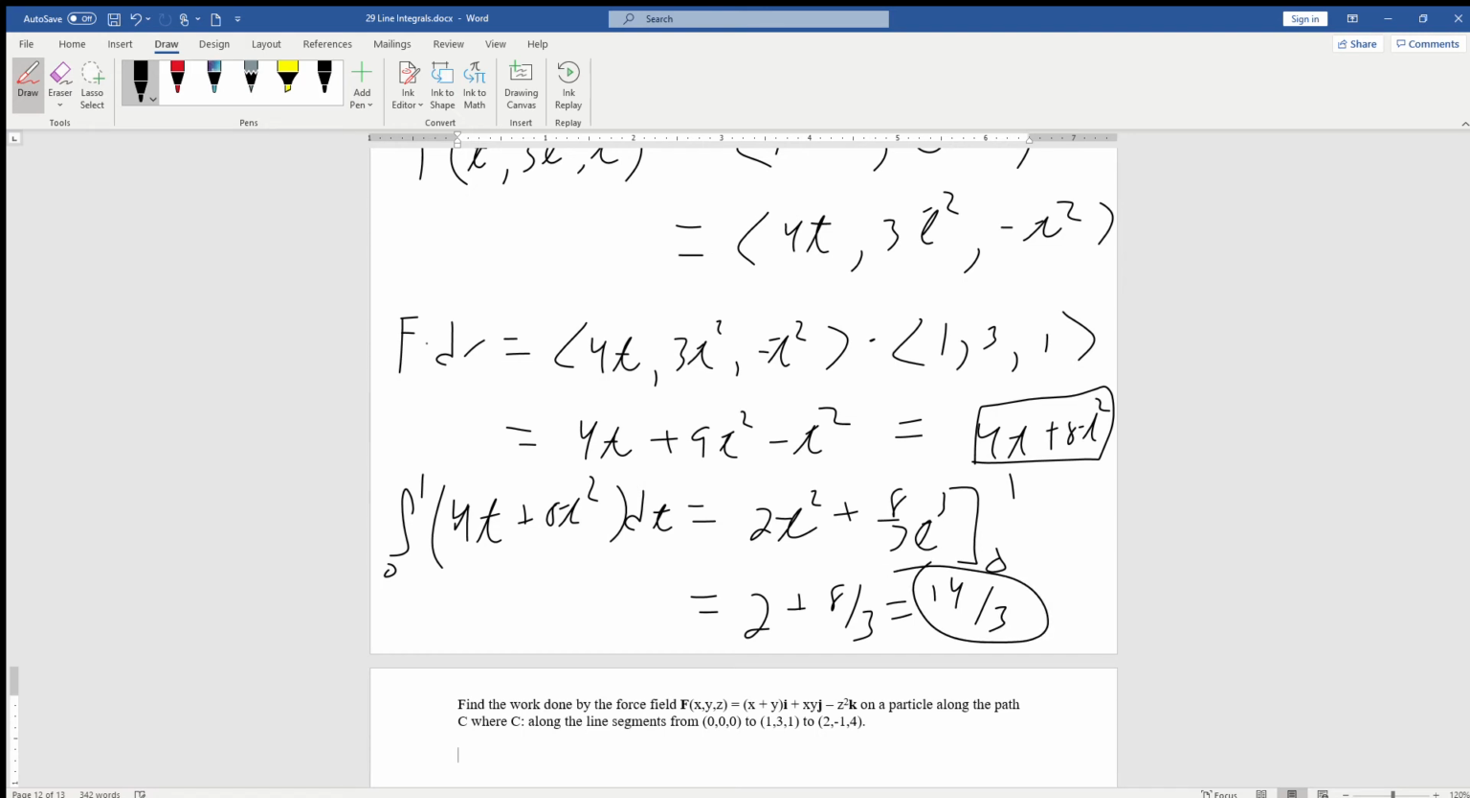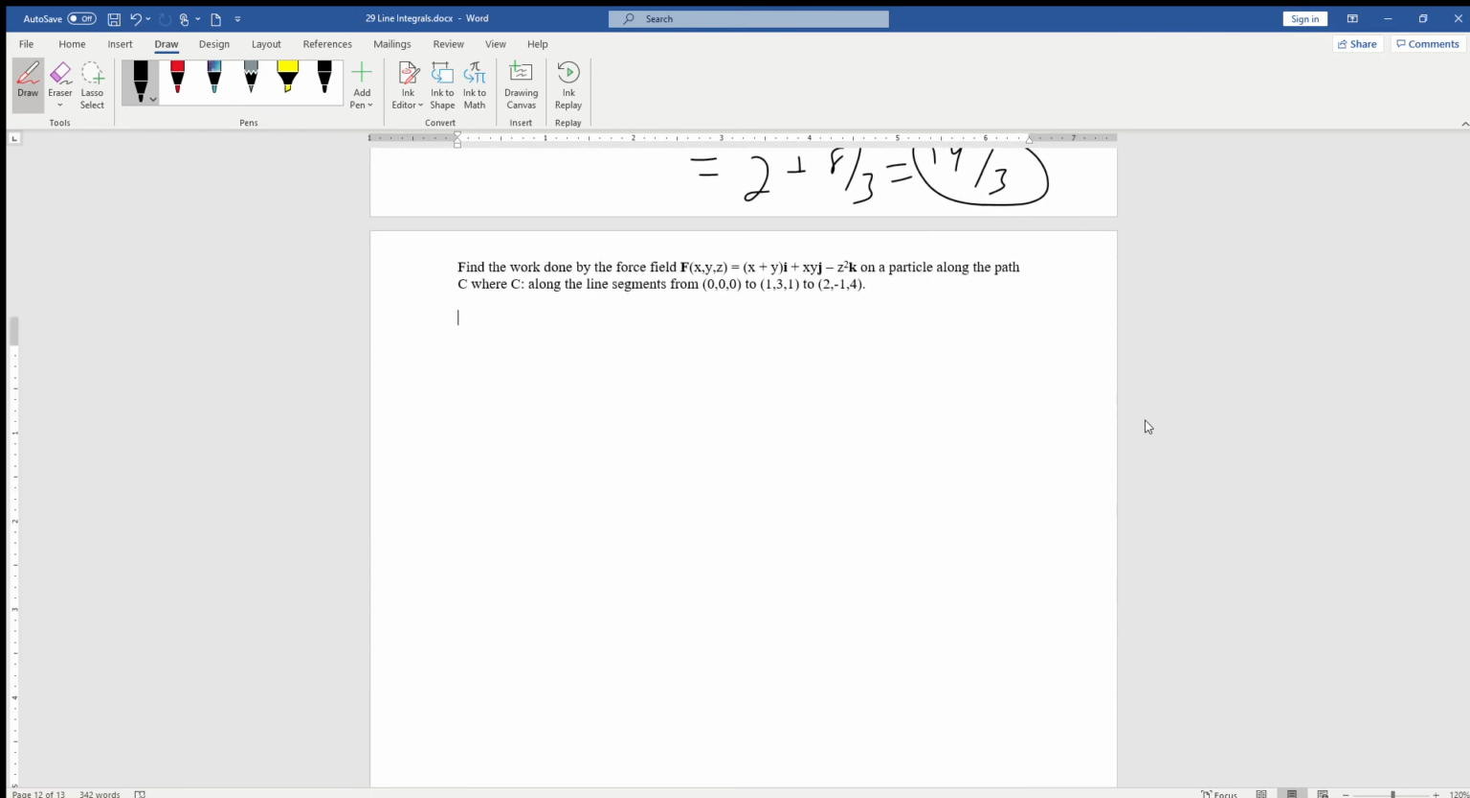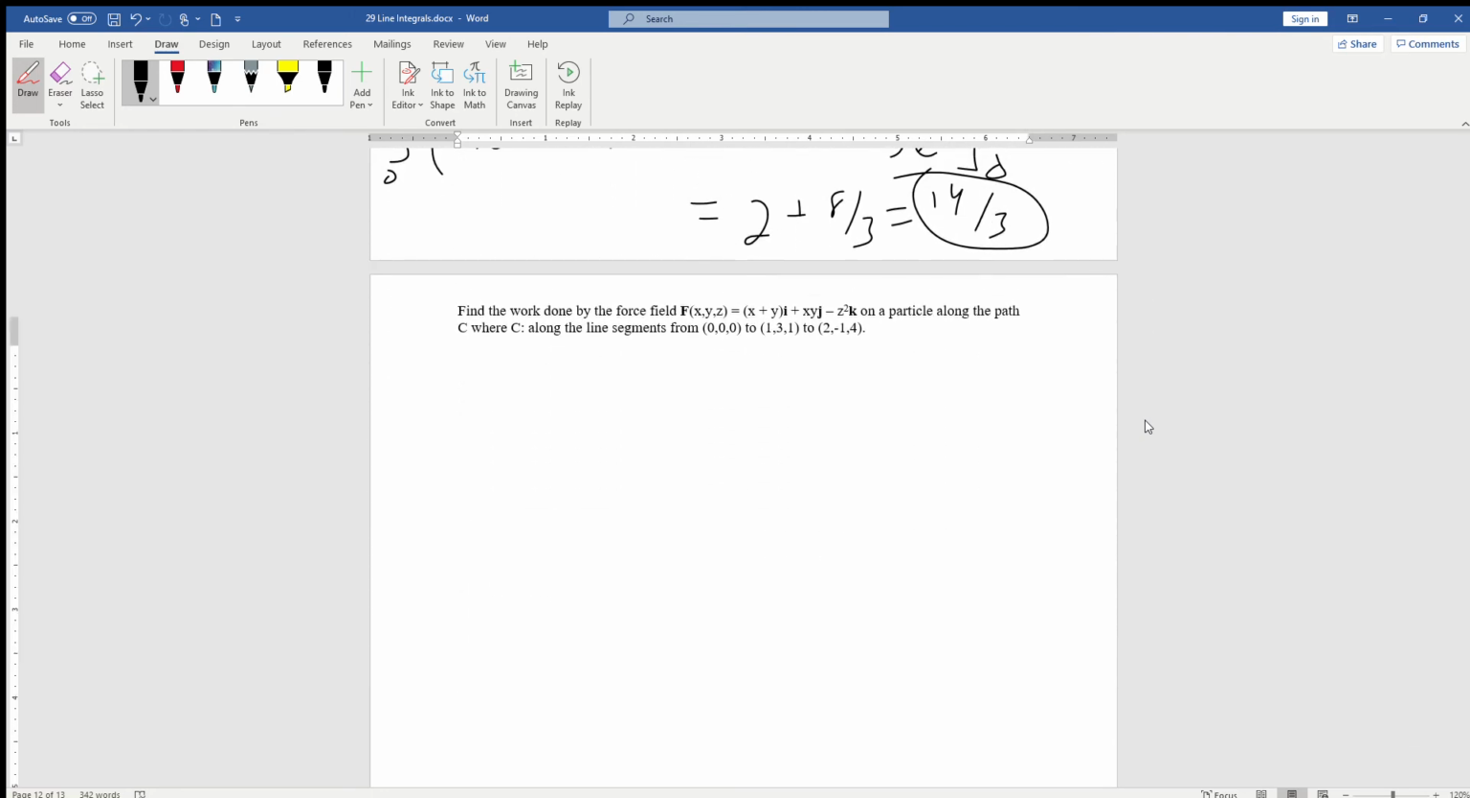All right. Now, that's the work done by the particle in the force field along the first path. But we still have another path to compute, so let's call that C2. Now, C2 is going to be a little bit more cumbersome. C2 is the path from (1, 3, 1) to (2, -1, 4).